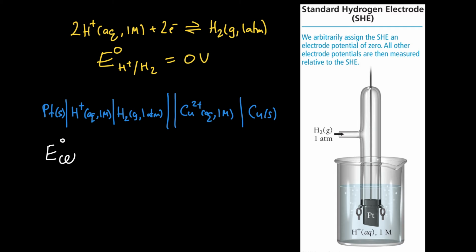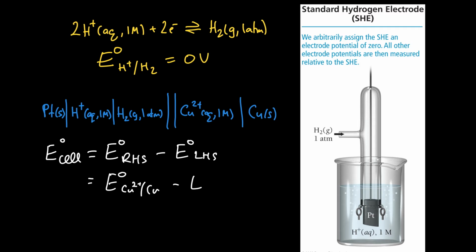So we could calculate this cell voltage. And we're under standard conditions, so it's E cell standard. It is just the right-hand side electrode potential minus the left-hand side electrode potential. And the right-hand side electrode potential, that is the copper electrode potential, minus the standard hydrogen electrode. And convention is that we set that to 0. So whatever we measure, we're essentially measuring the cell voltage as a way to measure the electrode potential. And when we do this, we actually get 0.34 volts.